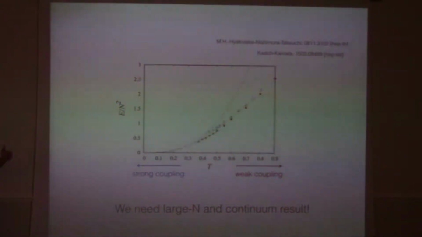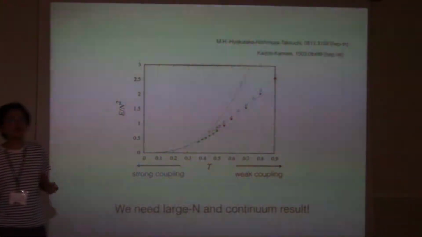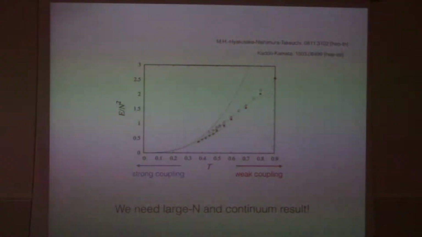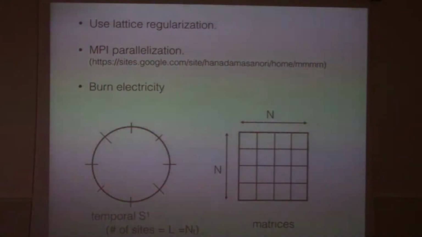And of course, this difference does not mean either of us did anything wrong. Both of us did finite N, finite cutoff simulation. None of us took large N and the continuum. So we thought that we have to take large N and the continuum. And of course, the strategy is to burn more electricity. And we did it. So we used lattice regularization, and we used parallelized code for the matrix model.